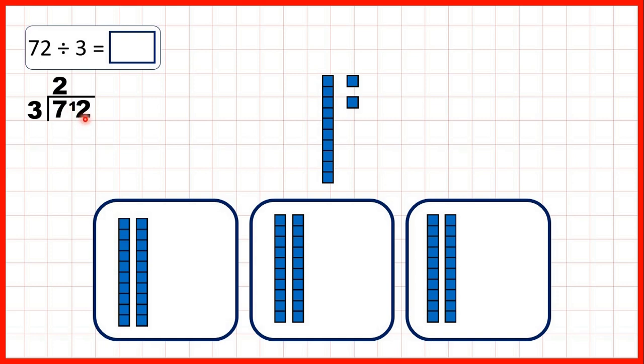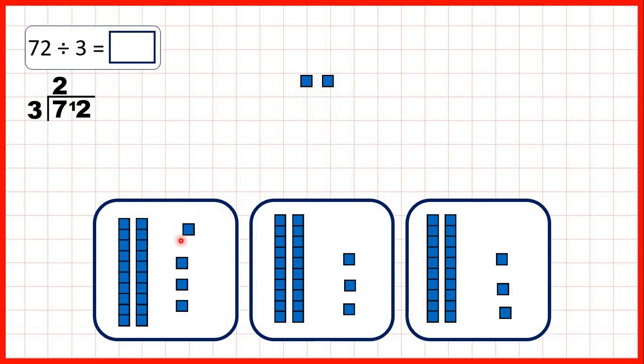And the reason why we do that is because we can exchange our 1 ten for 10 ones. And you can see that when we do that, we now have 12 ones. And that makes sense because in the method, we're now going to divide 12 by 3. So if we share out our 12 ones, we can share out all of those ones, and we have 4 ones in each group because 12 divided by 3 is 4. So that gives us an answer of 24. We have 2 tens and 4 ones in each of our groups.